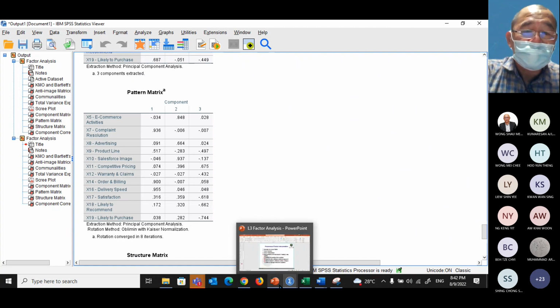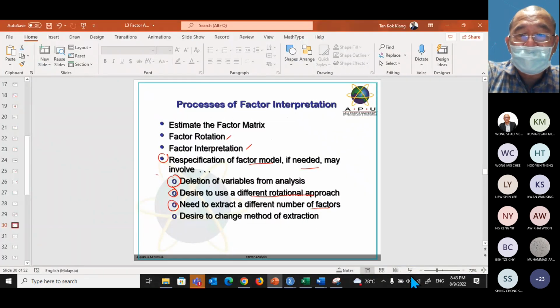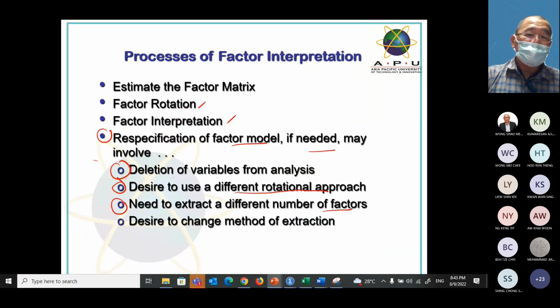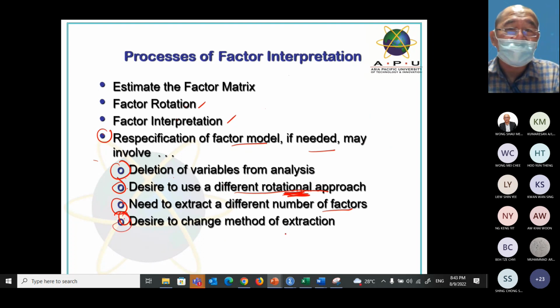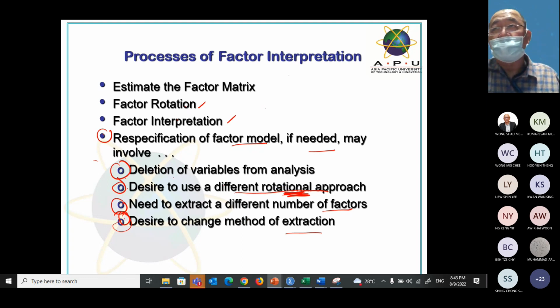Next, we have another option to use a different rotation approach. Here, you can see we can change the method of extraction. We can also use a different method of extraction, but in this module we only discuss one method, principal component analysis. You may explore another method later if you want.